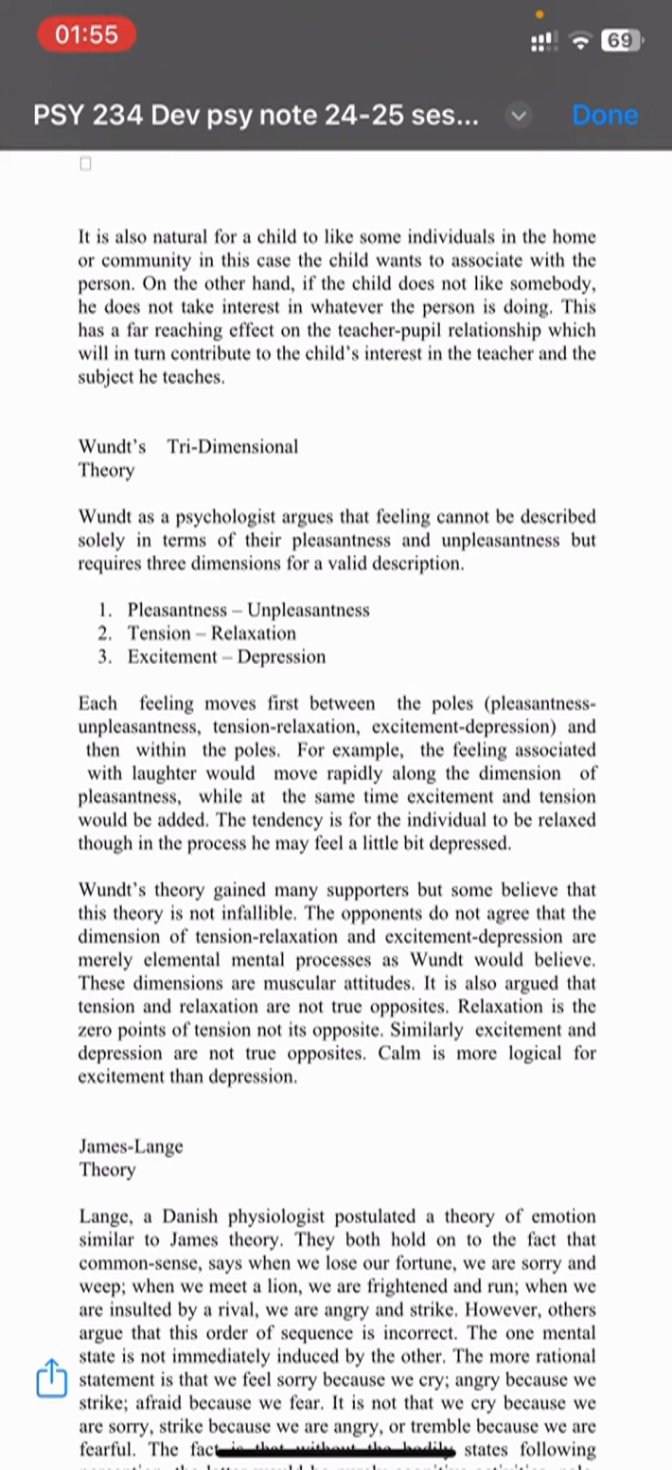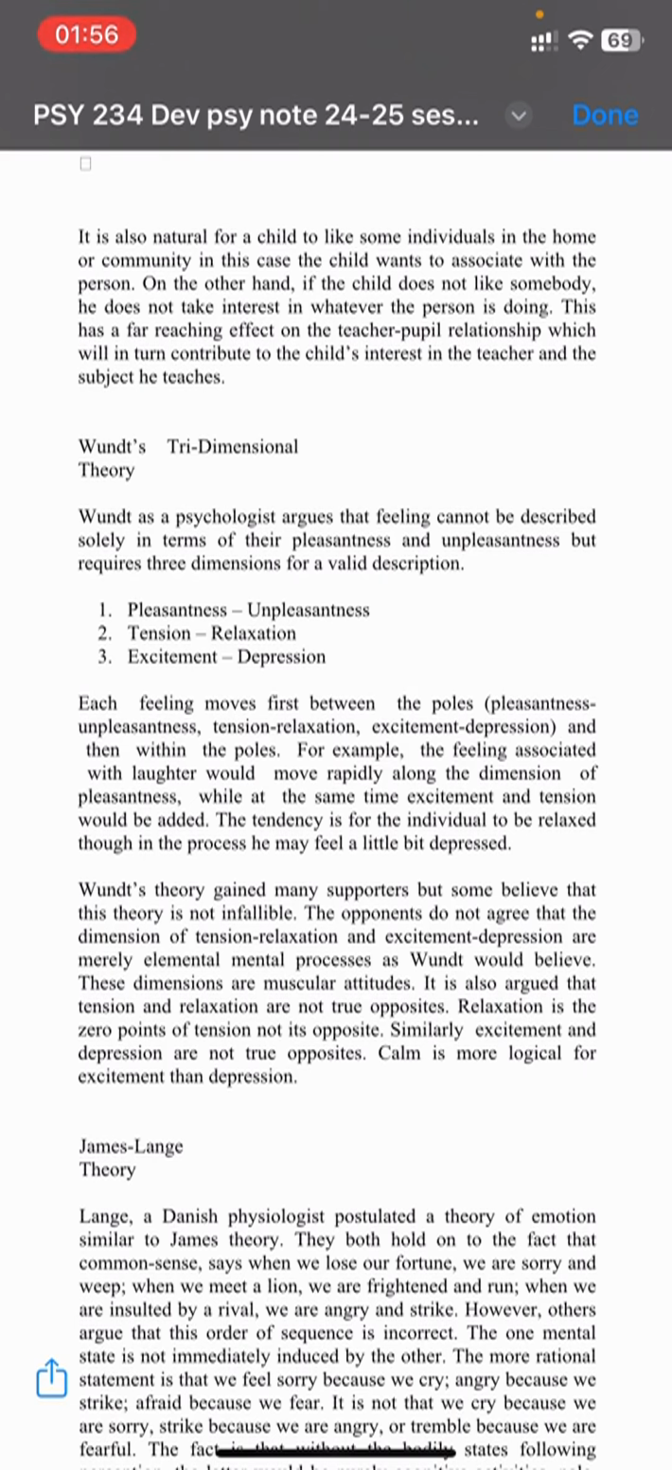So now, for example, feelings like joy. Out of pleasantness and unpleasantness, which of them do you think it will use? It will be pleasant. Then tension and relaxation, you'd be relaxed. You won't be tensed when you're joyful. Then excitement and depression, which of the 2? Excitement. So that's basically what it is. You can explain every emotion or every feeling using these 3 dimensions according to Wundt.